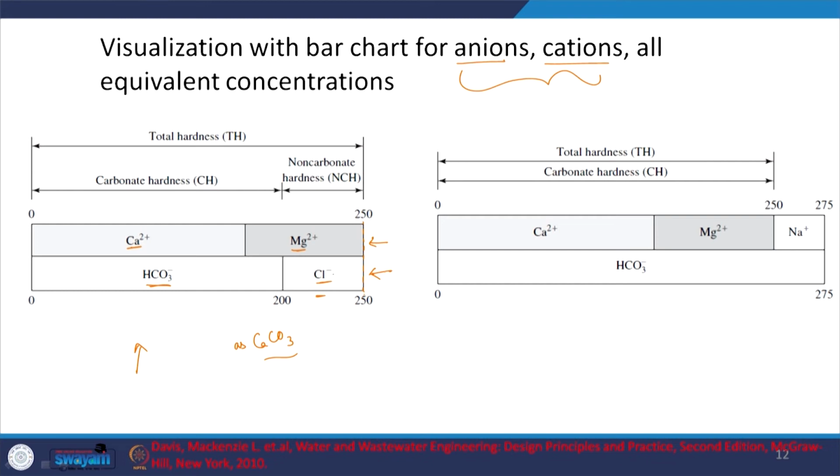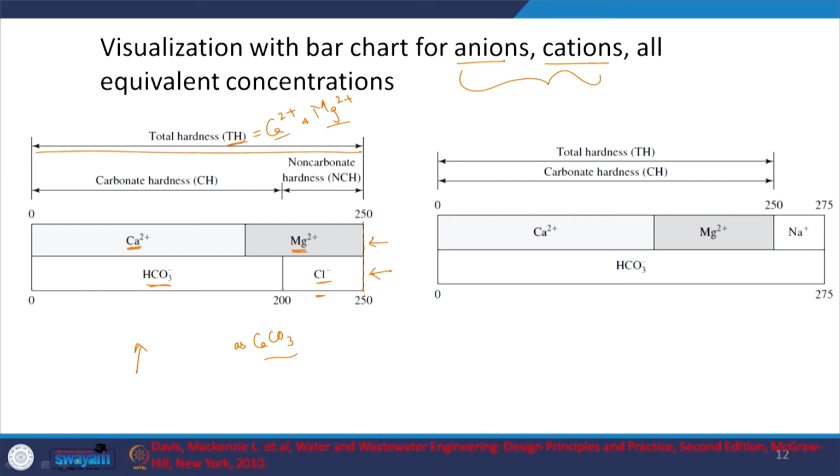And next aspect, what do we know the total hardness to be? It is equal to the sum of all the bivalent cations. In general, we are concerned about calcium and magnesium. So, Ca2+ and Mg2+. So, that is why we have total hardness encompassing the concentration of Ca2+ and Mg2+.